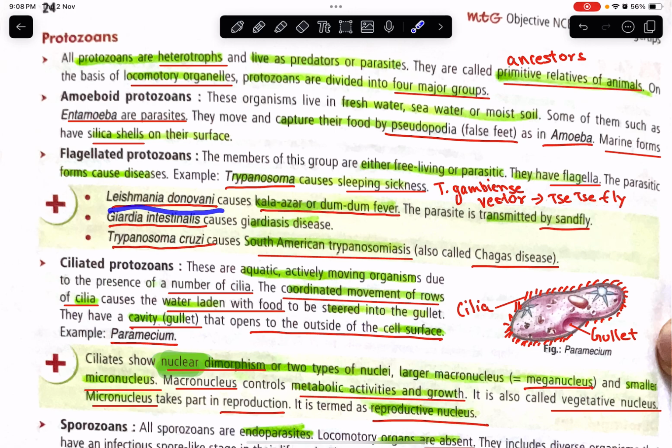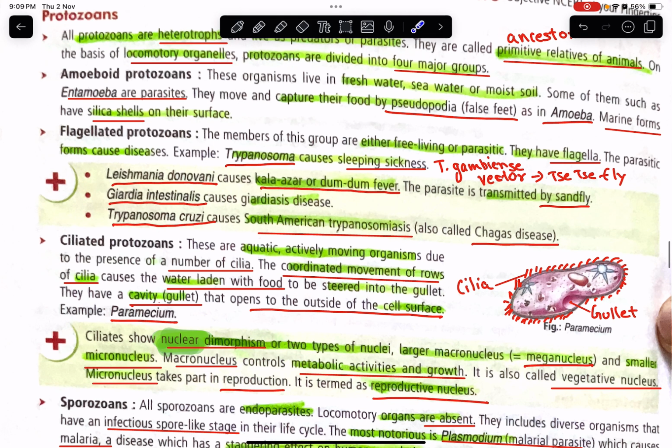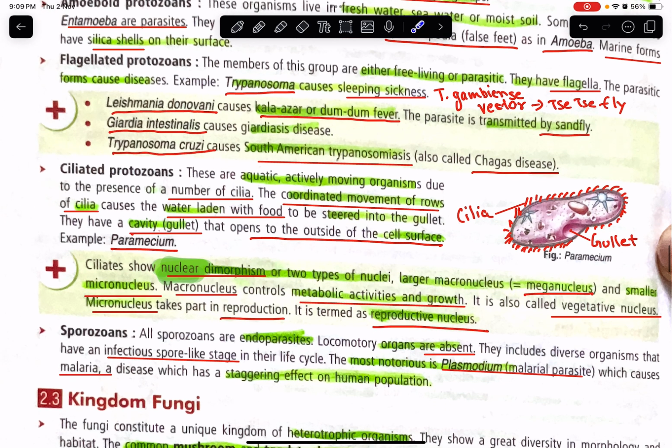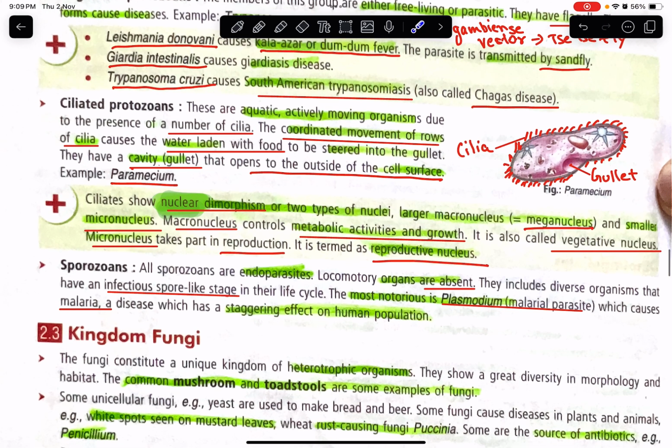Leishmania donovani causes kala azar or dum-dum fever. The parasite is transmitted by the sandfly. This is the vector here. Giardia intestinalis causes giardiasis. Trypanosoma cruzi causes South American trypanosomiasis, called Chagas disease. So you have to learn this as it is given in the book. You have to learn it by heart.